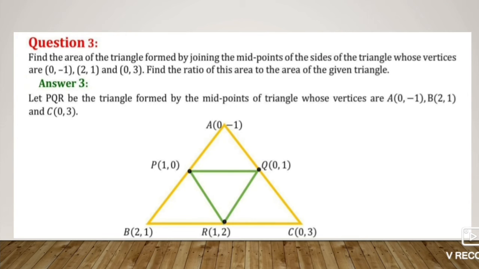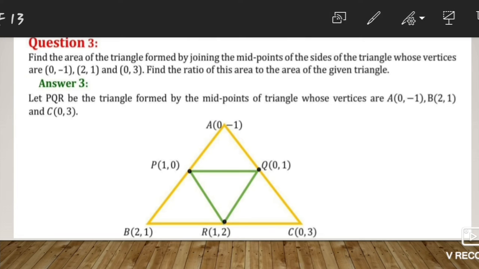Question number 3. Find the area of the triangle formed by joining the midpoints of the sides of the triangle whose vertices are 0, minus 1; 2, 1; 0, 3. Find the ratio of this area to the area of the given triangle.